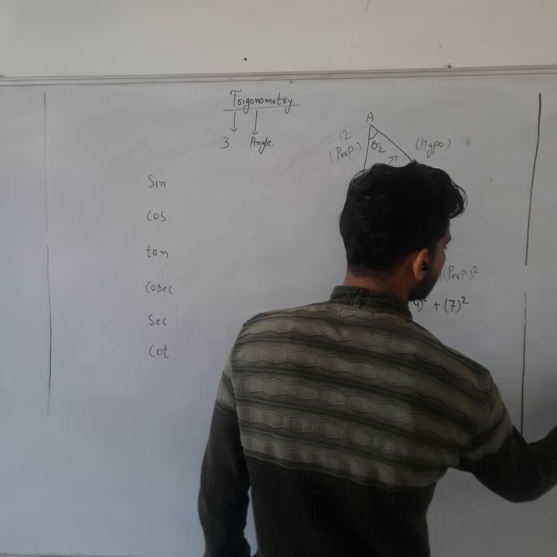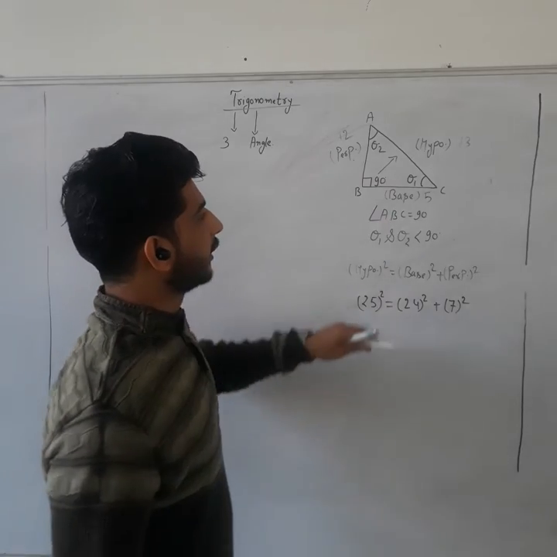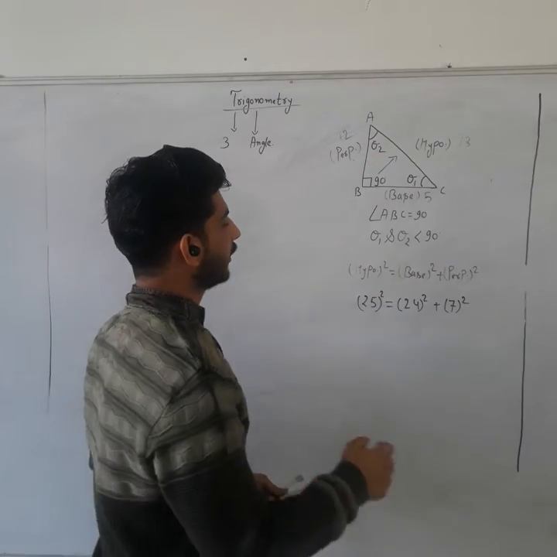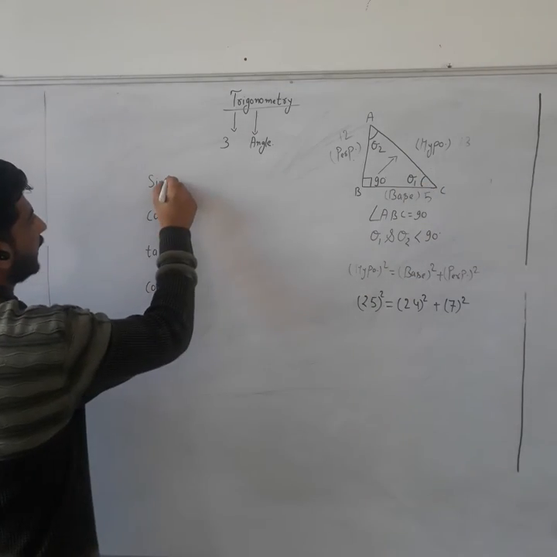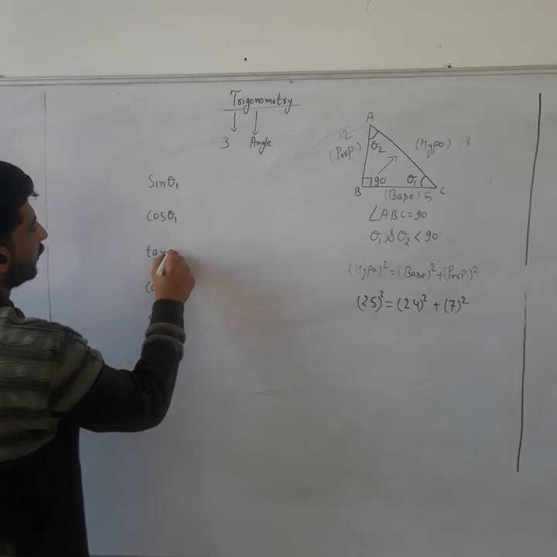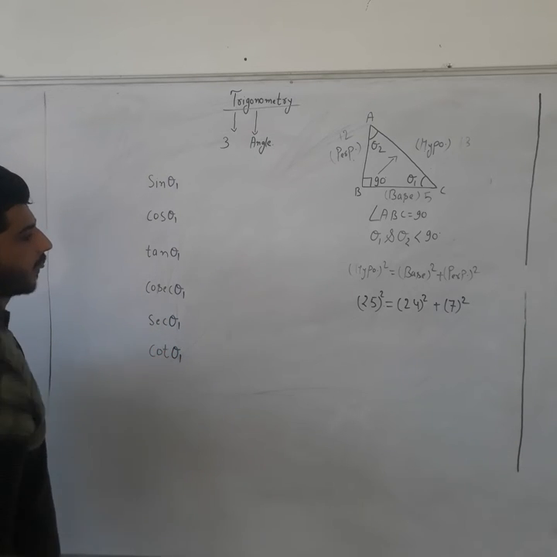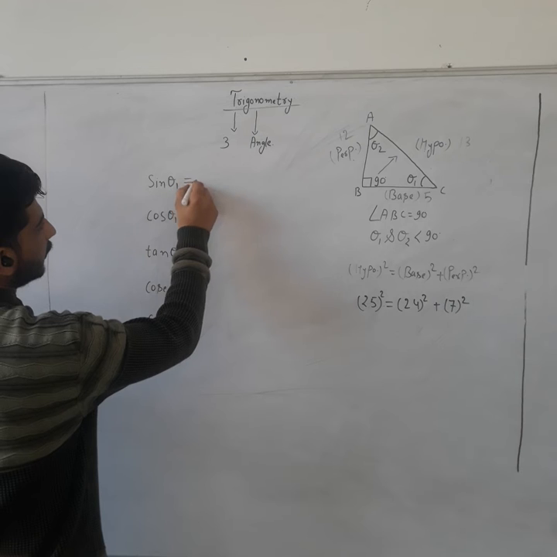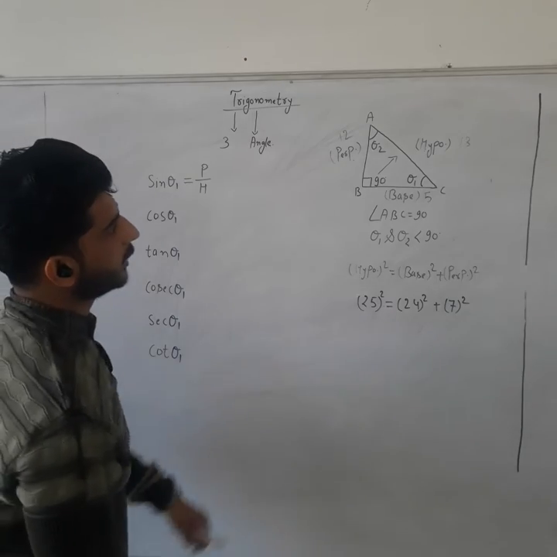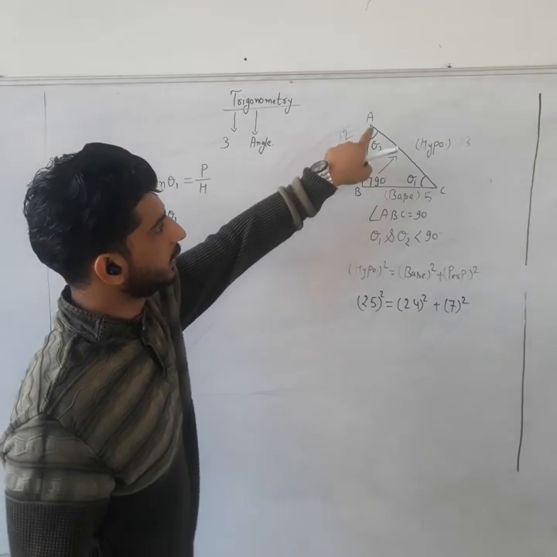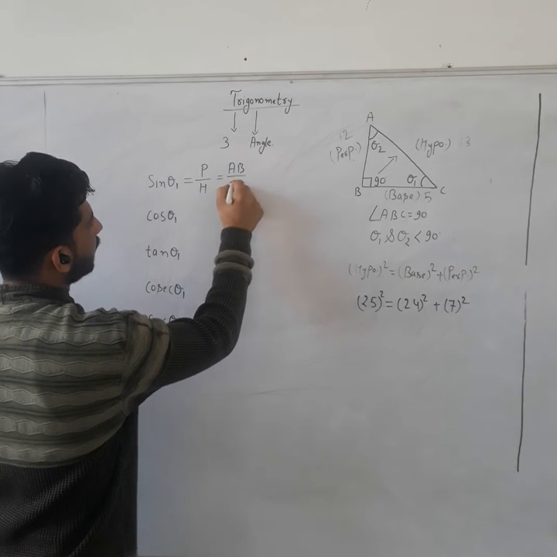Now we discuss what the ratio of these sides is with respect to angle theta 1 or theta 2. Here we are taking all the ratios with respect to theta 1. Okay. So sin theta 1, cos theta 1, tan theta 1, cosec theta 1, sec theta 1 and cot theta 1. So what is the sine? Sine is actually perpendicular upon hypotenuse. So what is the perpendicular in this figure? AB, and the hypotenuse is AC. So AB upon AC.